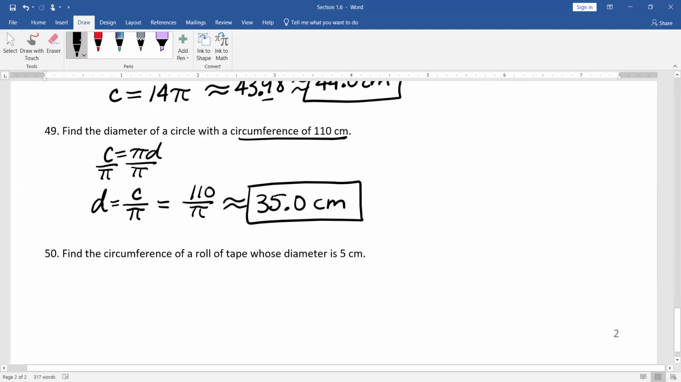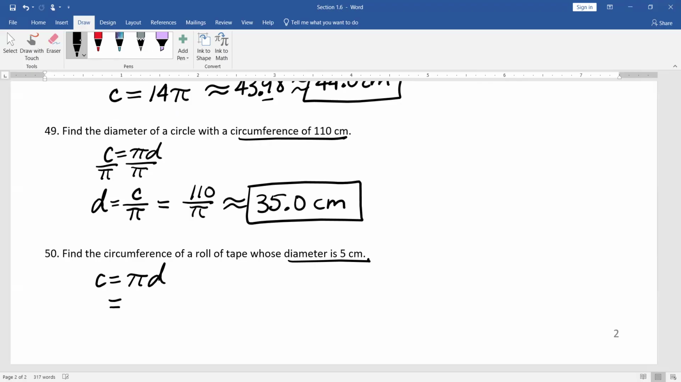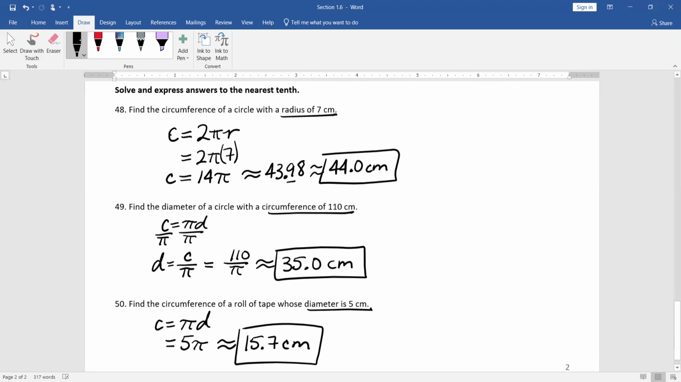All right, find the circumference of a roll of tape whose diameter is 5 centimeters. So again, they gave us the diameter. So circumference equals pi times the diameter. So it equals 5 pi. There's our exact, and then if we plug that in, 5 times pi is going to be 15.7. All right, I think, yep, that does it.